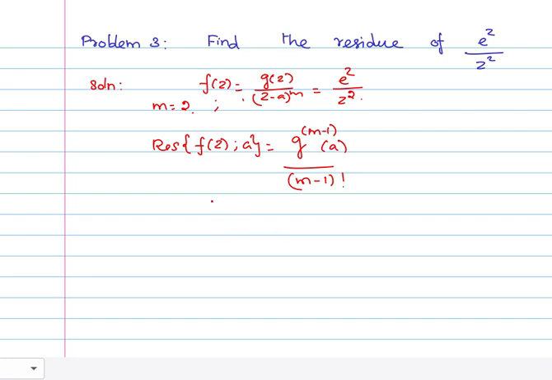Our value is here: m is 2 and g is exponential of z. Only one derivative is needed, and the derivative of exponential of z is exponential of z, at z equal to 0, divided by 1 factorial. Exponential of 0 is 1. So the residue of the given function at 0 is 1. We already saw this in our first example itself.